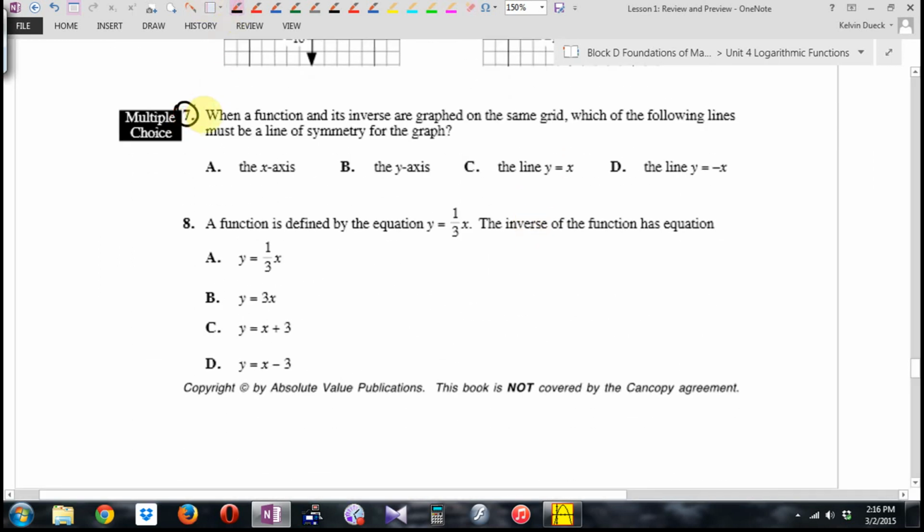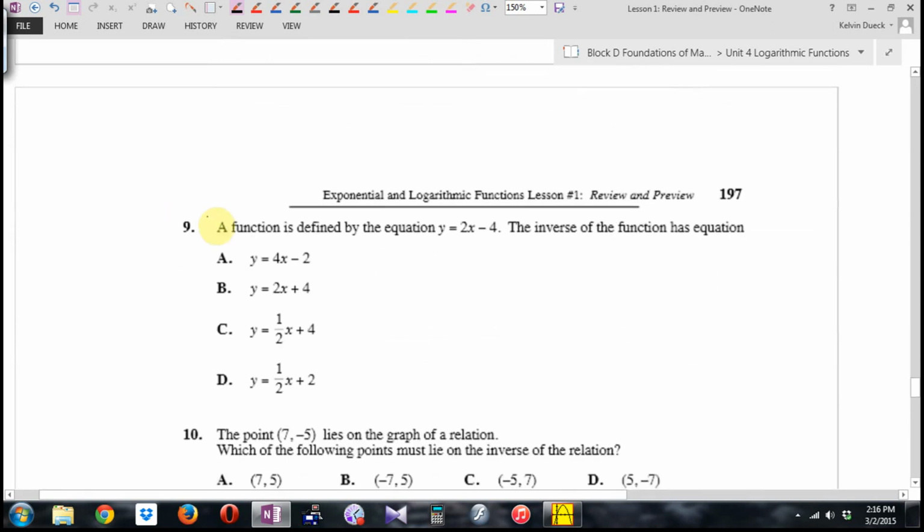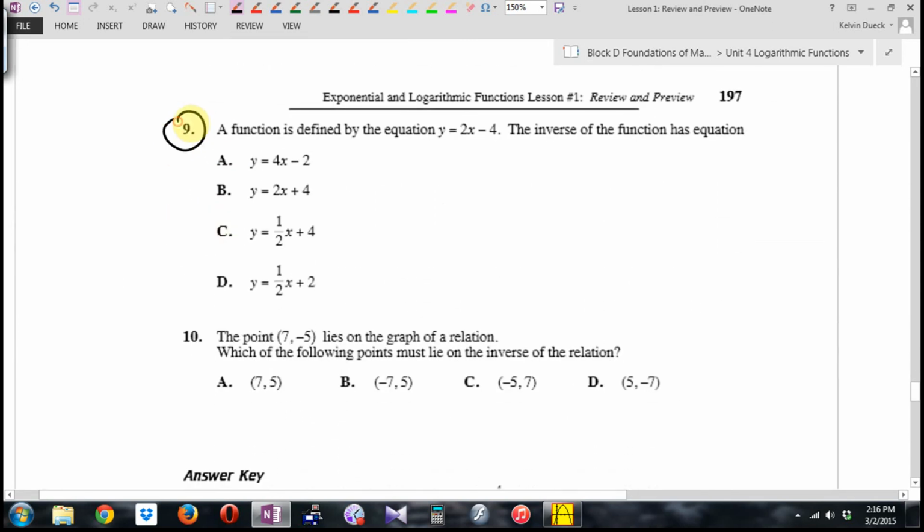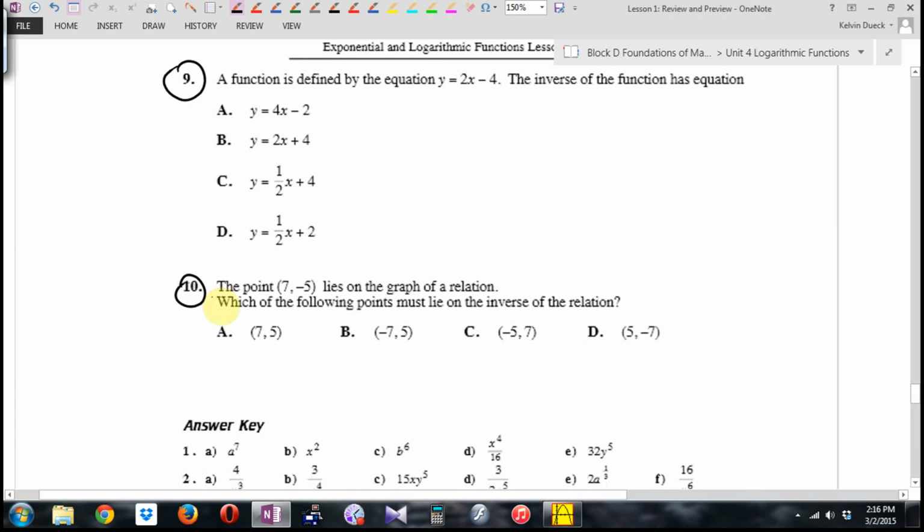Number 7 is good. Number 8 is good. So far I've assigned everything. Yeah, I know. Number 9 is good. Number 10 is good. Okay? You have lots of time to get all this done and any other missing assignments that you want to show me from the last unit.